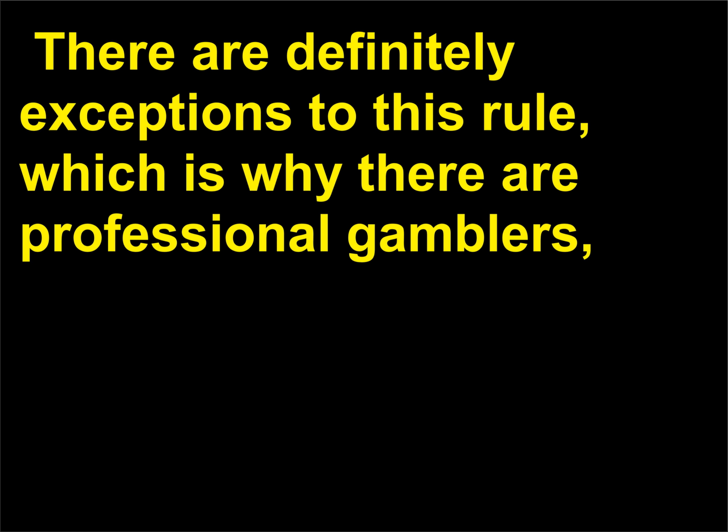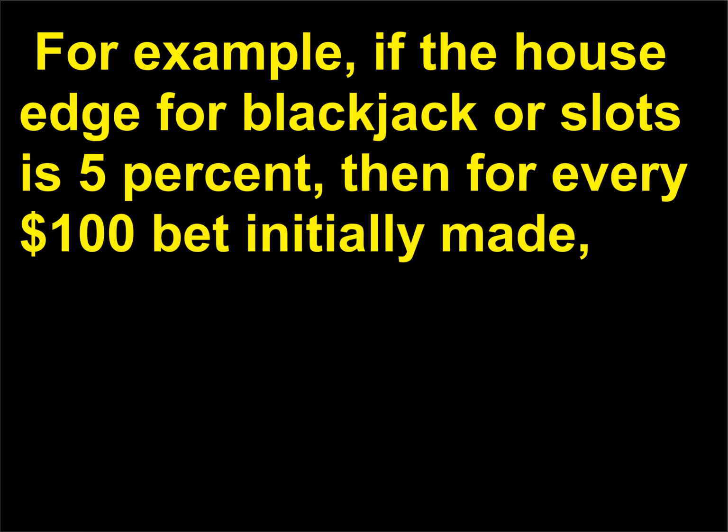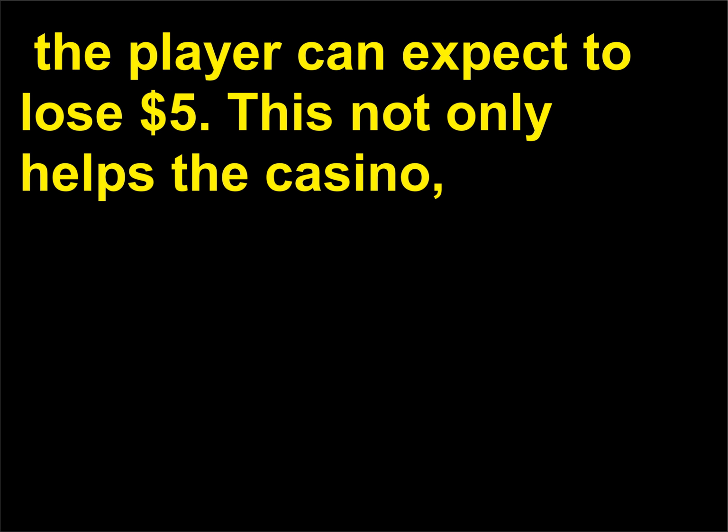There are definitely exceptions to this rule, which is why there are professional gamblers. But the majority of the time, the casino has the advantage. For example, if the house edge for blackjack or slots is 5%, then for every $100 bet initially made, the player can expect to lose $5.